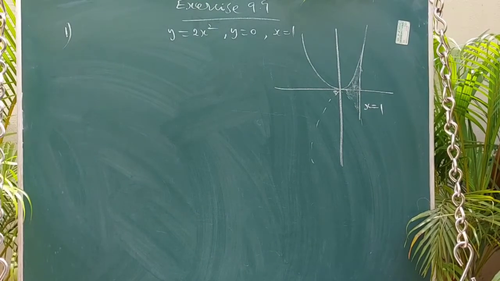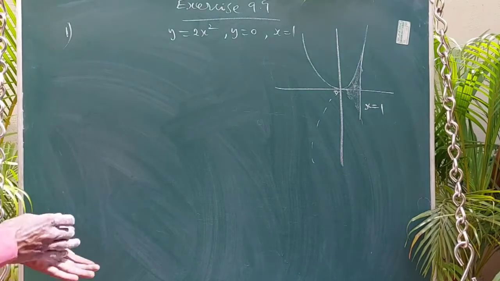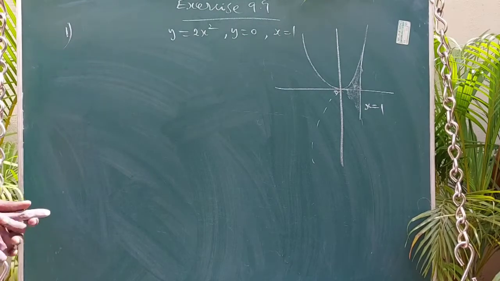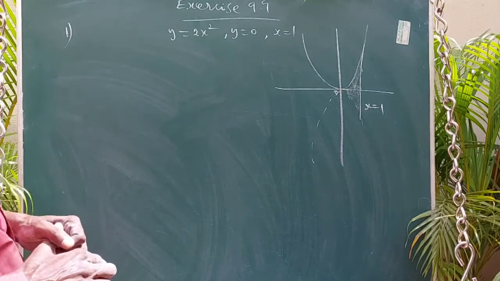Exercise 9.9, question number 1. Now we are going to find the volume of a solid obtained by revolving an area about an axis. It may be with respect to the x axis or the y axis.